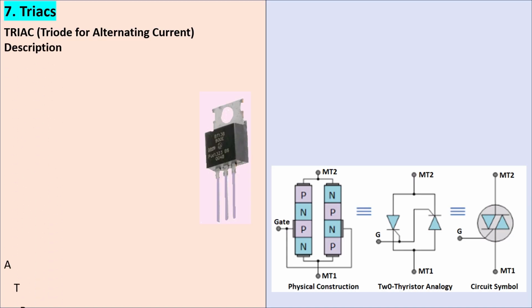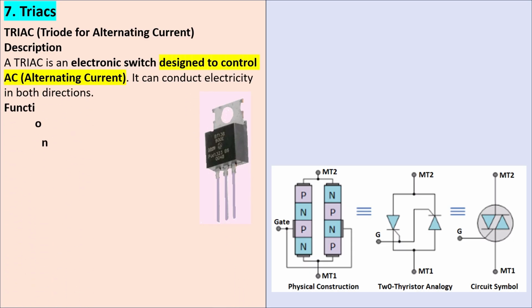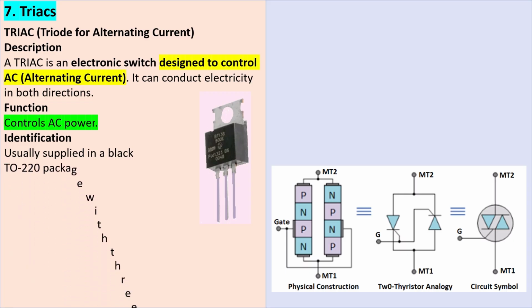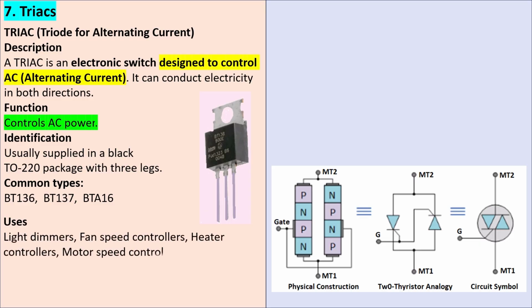Right, Triacs. A triac is a triode for alternating current. Description: a triac is an electronic switch designed to control AC alternating current. It can conduct electricity in both directions. The function: controls AC power. Identification: usually supplied in a black TO-220 package with 3 legs. Common types: BT136, BT137, BTA16. Uses: light dimmers, fan speed controllers, heater controllers, and motor speed control.